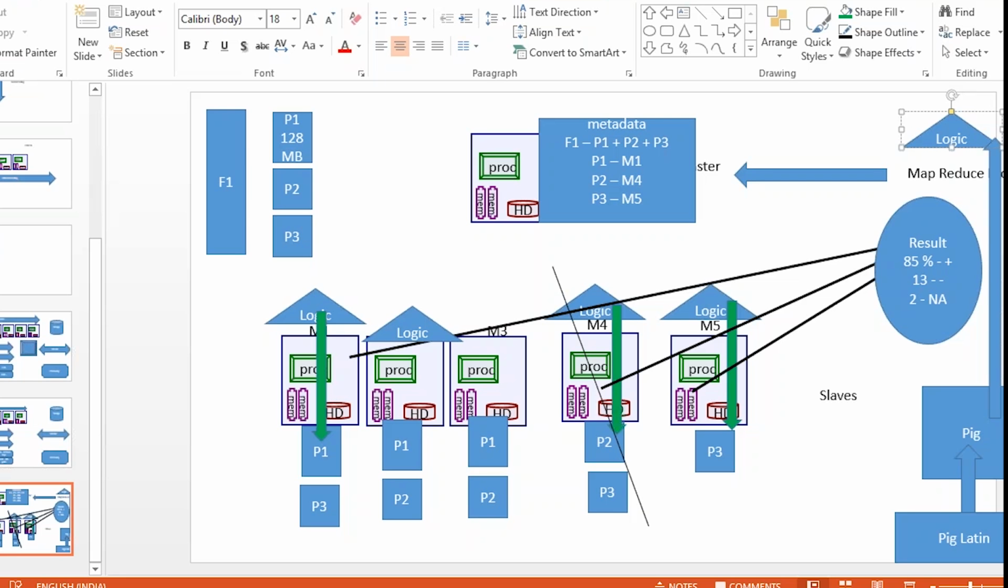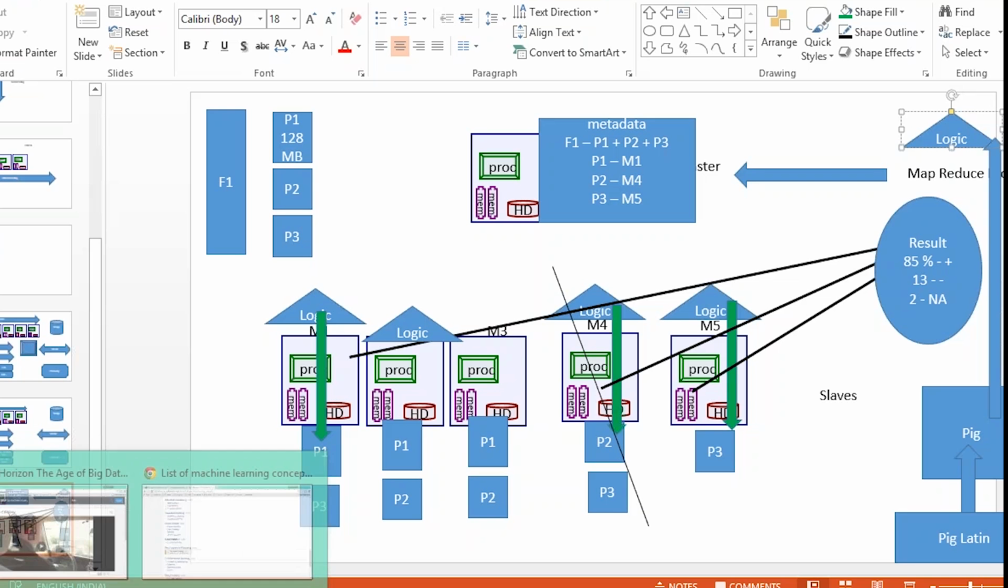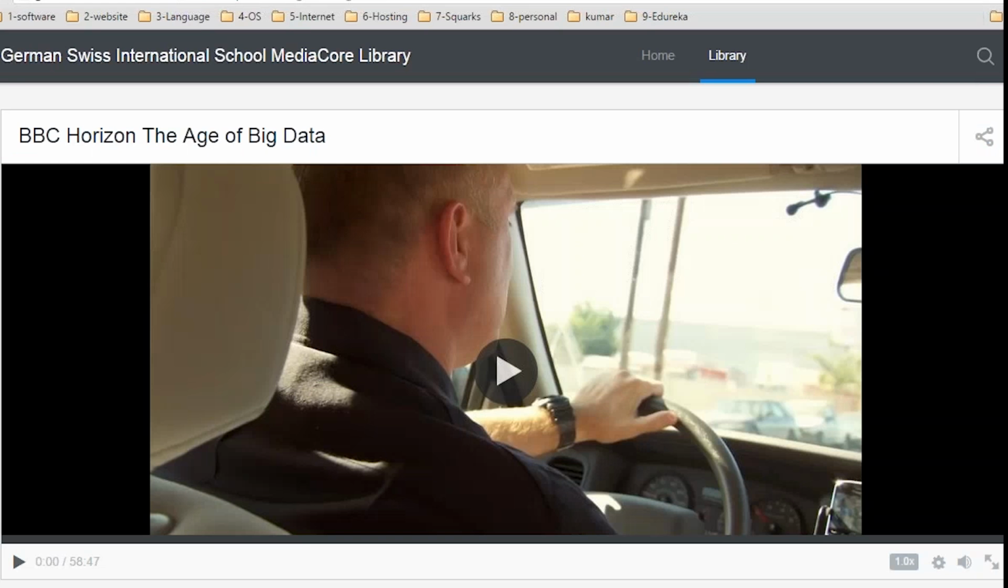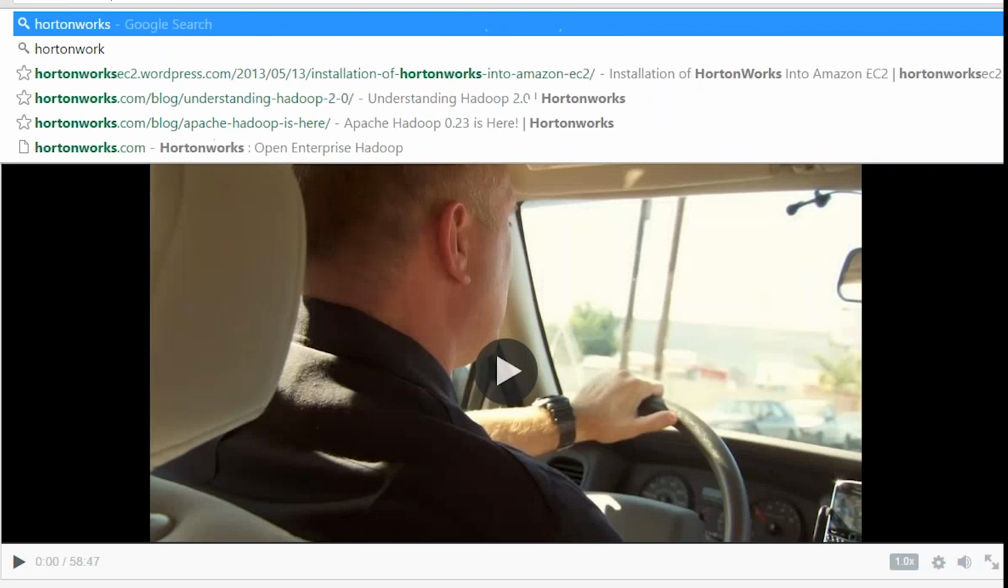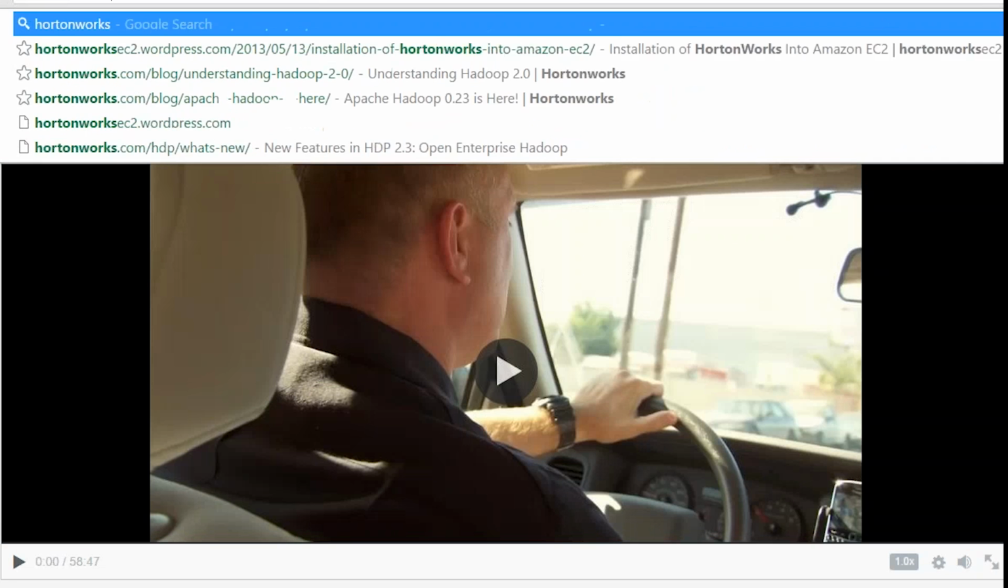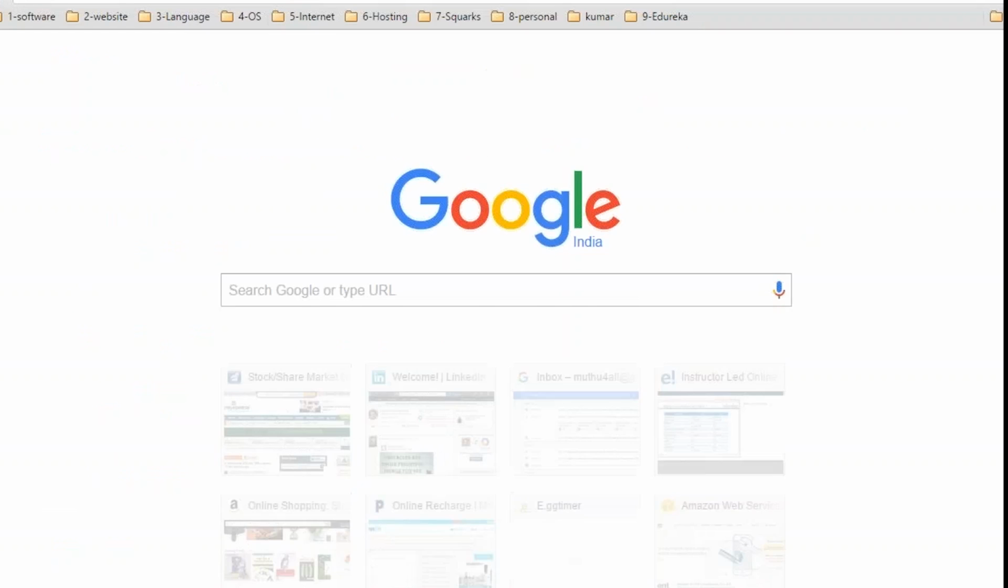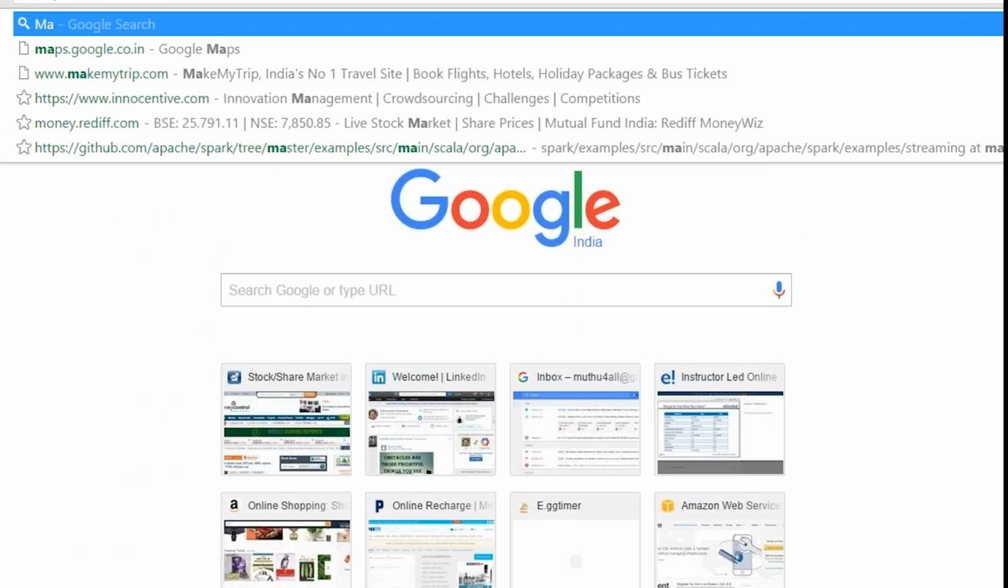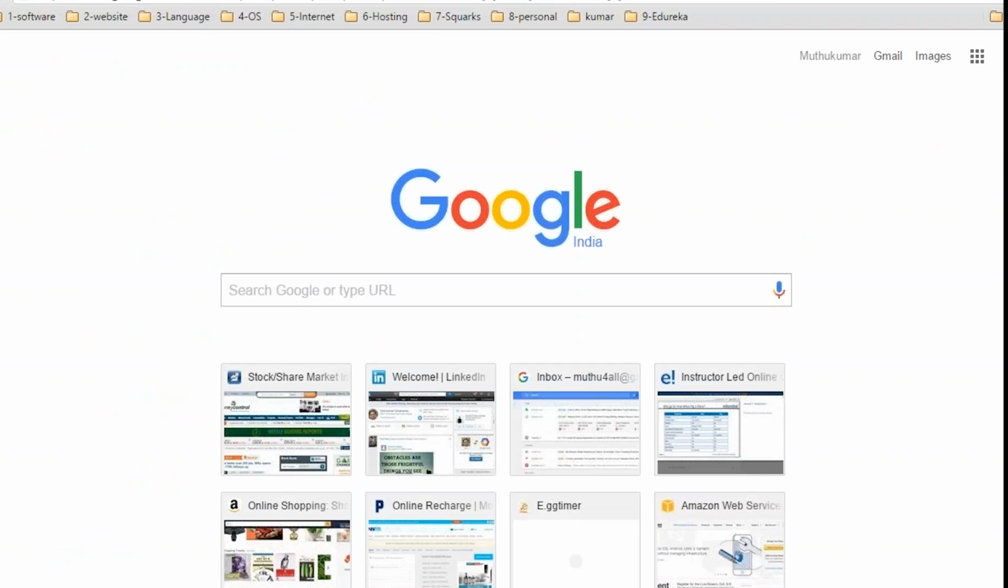Joseph, what are all the major players in the big data segment? If you ask, there are service providers, for example Hortonworks, Cloudera, MapR, and IBM also recently started. All these are service providers.